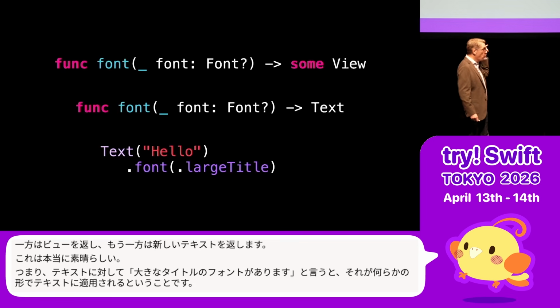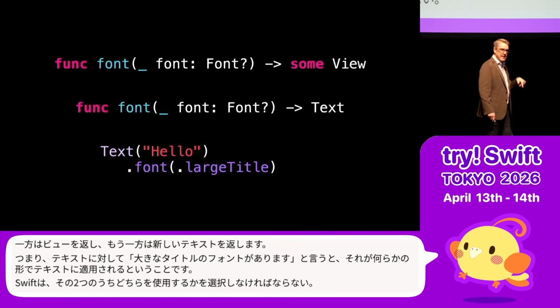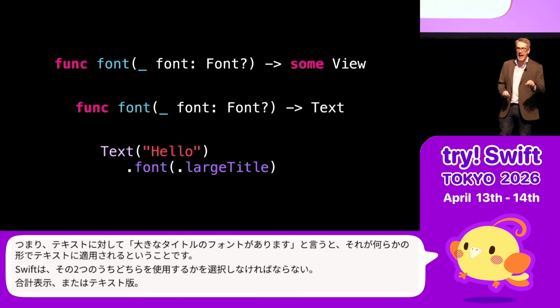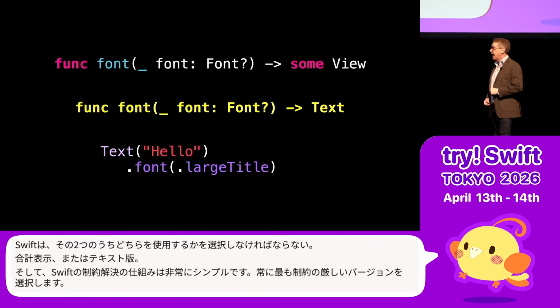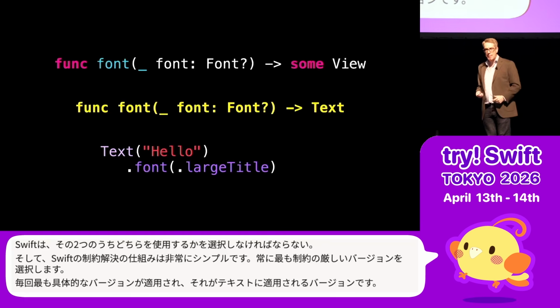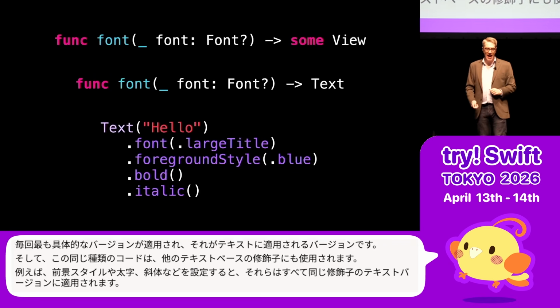Swift has to choose which one of those two it wants to use, the some view or the text version. And Swift's constraint resolution is very, very simple. It chooses the most constrained, the most specific version every time, and that is the version applying to text. This same kind of code is used for other text-based modifiers too. For example, foreground style, bold, or italic are all being applied to a text version of that same modifier. And this is awesome.